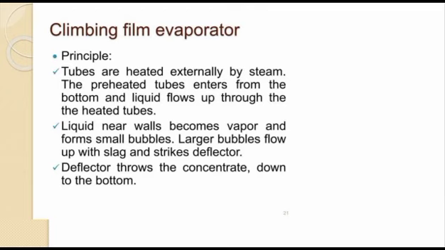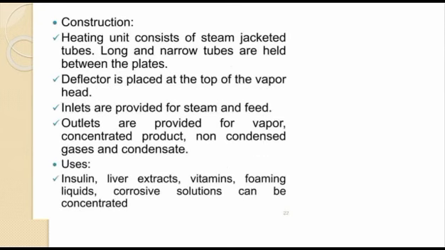Climbing film evaporator. Principle: tubes are heated externally by steam. The preheated liquid enters from the bottom and flows up through the heated tubes. A deflector at the top directs the concentrated liquid down to the bottom. Construction: heating unit consists of a steam jacket and tubes. Long and narrow tubes are held between the plates. A deflector is placed at the top of the vapor head. Inlets are provided for steam and feed. Uses: insulin, liver extract, vitamins, foaming liquids, and corrosive solutions can be concentrated.